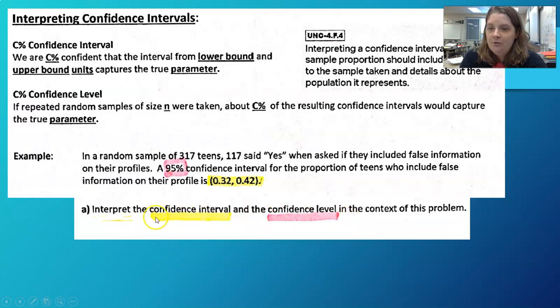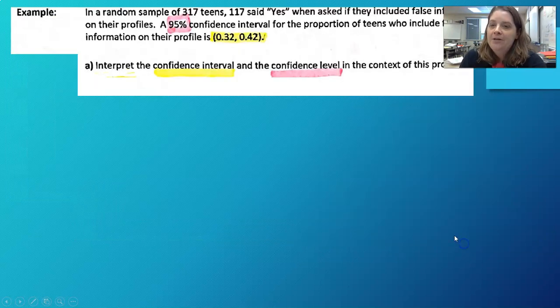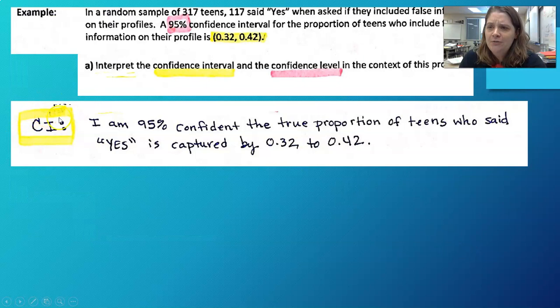So just to be specific here, the confidence interval is the actual interval of values. The confidence level is that 95%. All right, so here we go. For the confidence interval, we would say, I am 95% confident that the true proportion of teens who used false information or who said yes is captured by 0.32 to 0.42. So the confidence interval, how confident are you? True population parameter in context between those two values. The confidence level is the 95%.